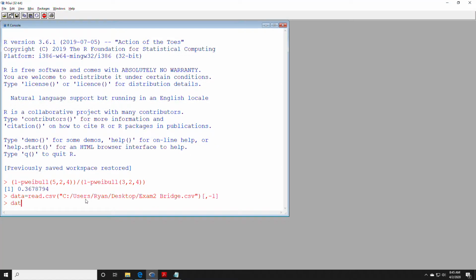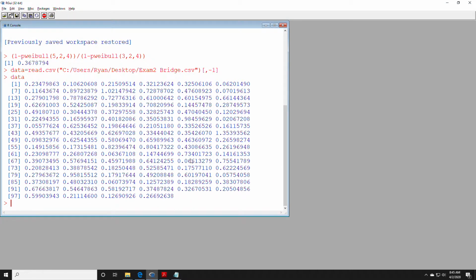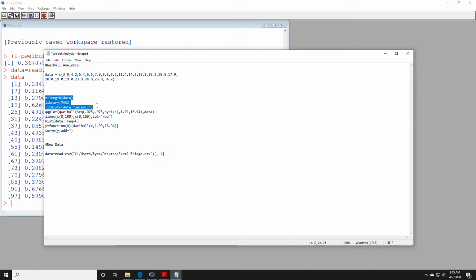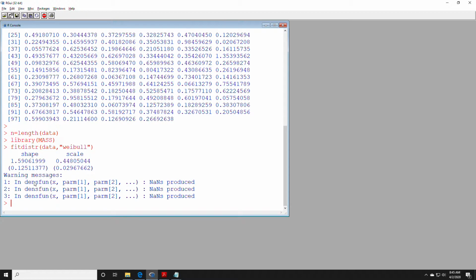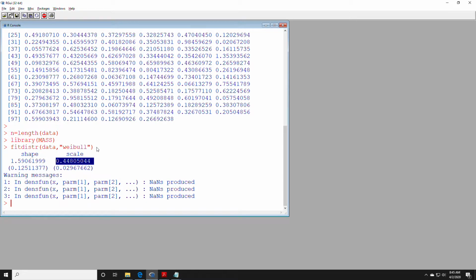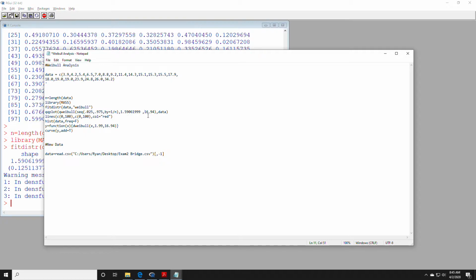So my data, my 100 lifetimes, time to failures of a bridge cable. The first model we want to fit was a Weibull, and so we don't need that. Ignore these warning messages. Oops, I killed the comma there. Have to put that back in. Right, put in our shape and our scale. We still have Weibull. Copy paste that.